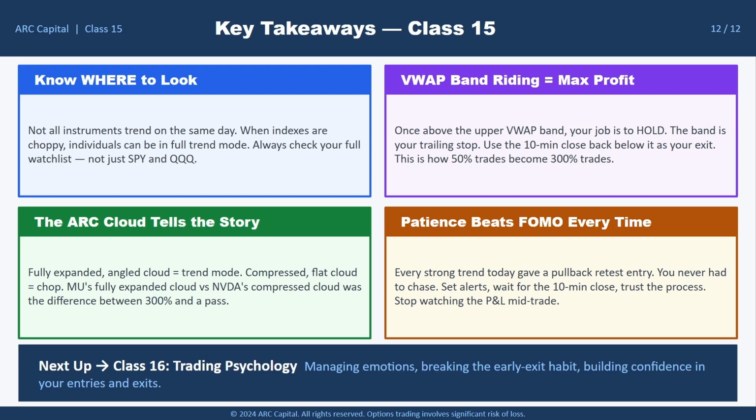Our clouds tell the story. Fully expanded, angled clouds equals trend mode. Compressed and flat clouds equals chop. MU's fully expanded clouds versus NVIDIA's compressed cloud was the difference between the 300% trade and the pass on the trade. Whereas NVIDIA ended up trending later in the day, and some of our members even smacked it. Patience beats FOMO every time.